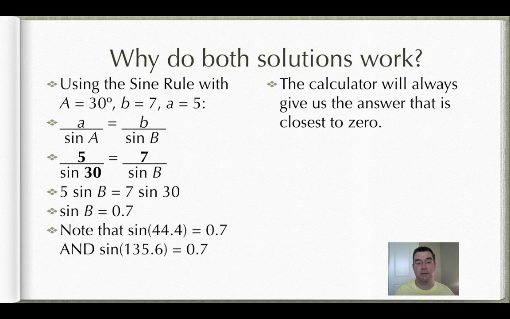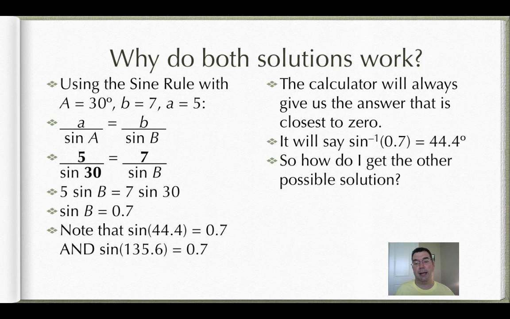So it's going to give us the 44.4, and we'll just assume that it's the only angle that will work, the only angle that's correct. But that's not true. If I'm using the sine rule, then I need to understand that there's another angle that has exactly the same sine. So how do I get that other possible solution?